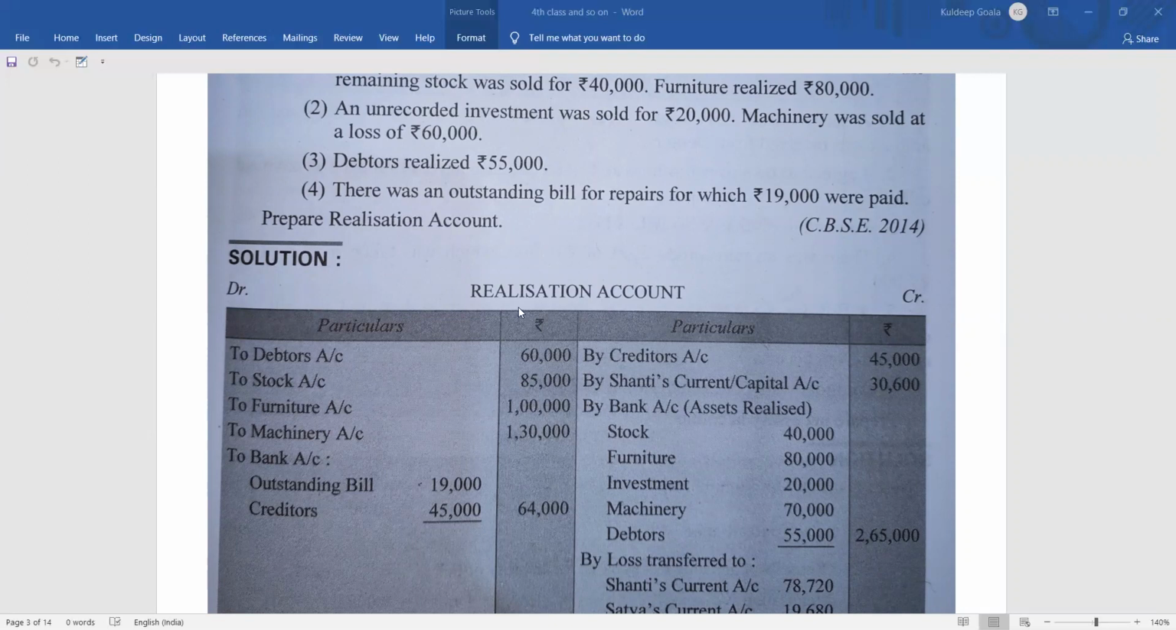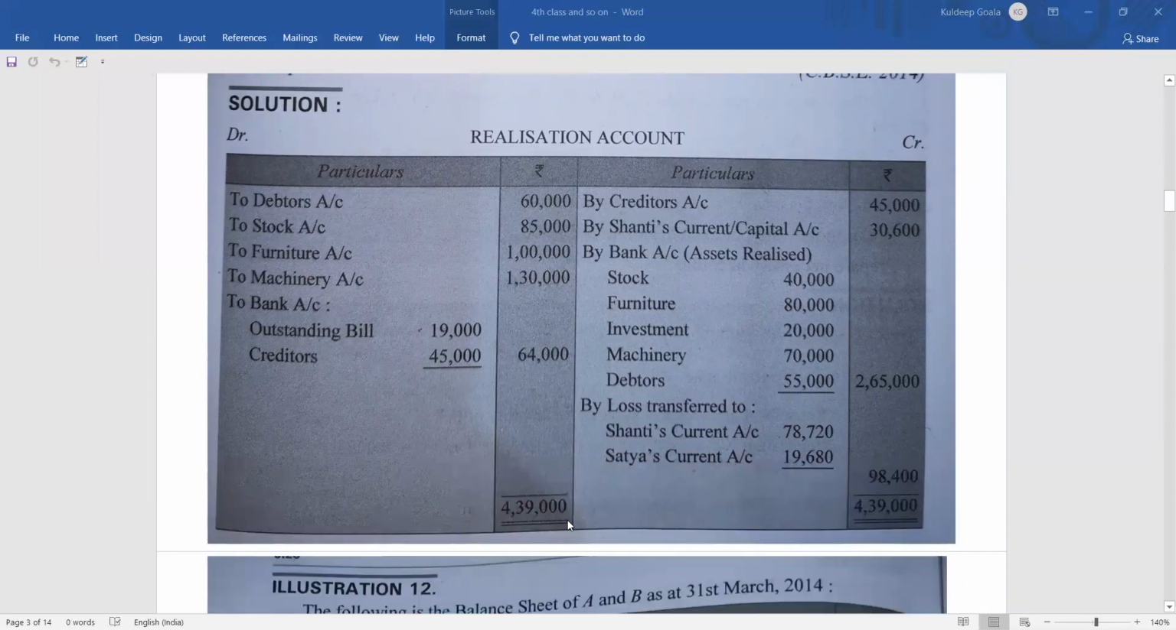Okay, the general entry was what? Realization account debit to bank, right? Realization account debit to bank, that is why on the realization debit side to bank, outstanding bill 19,000, creditors 45,000, the total is 64,000. Okay, the total is 64,000. Now what will we do? We will balance both the sides. We will find out what is the profit or loss, whatever it is.